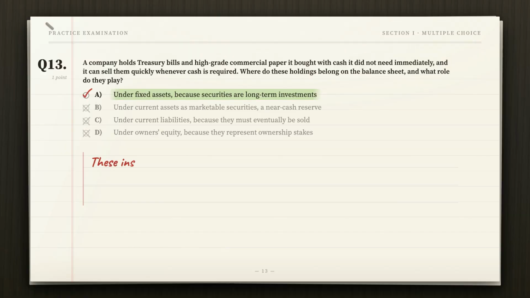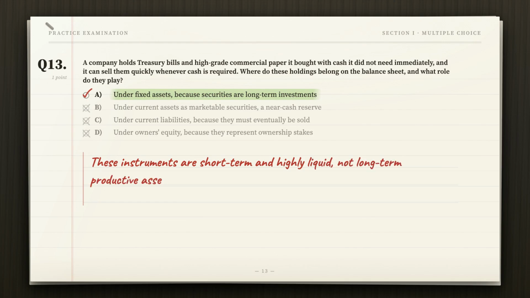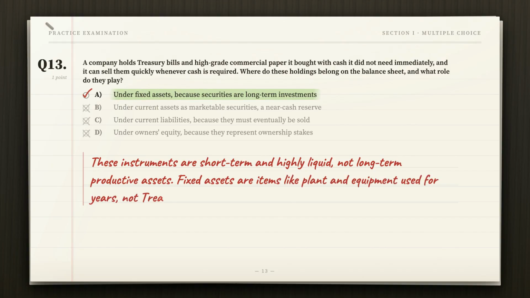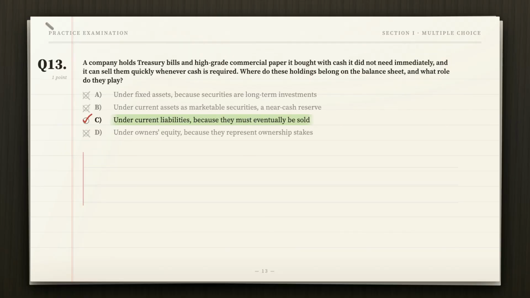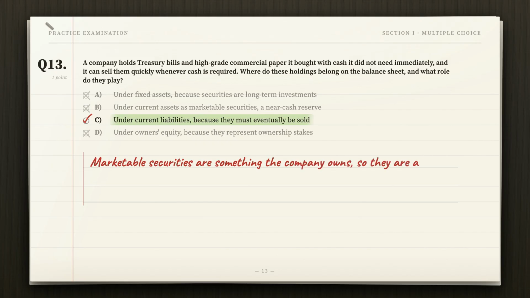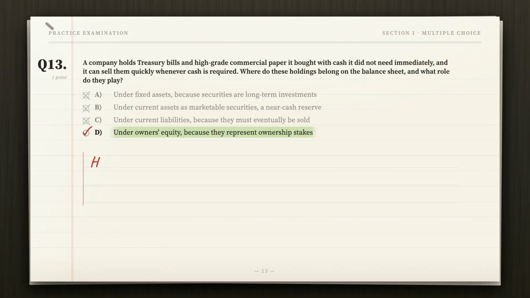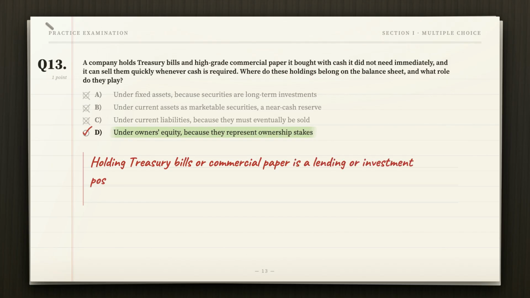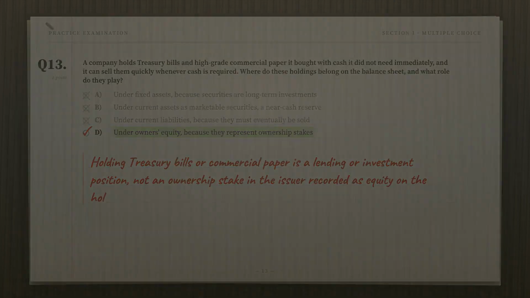A is wrong because these instruments are short-term and highly liquid, not long-term productive assets. Fixed assets are items like plant and equipment used for years, not treasury bills held briefly. C is wrong because marketable securities are something the company owns, so they are an asset, not a liability. Selling them brings cash in rather than requiring a payment out. D is wrong because holding treasury bills or commercial paper is a lending or investment position, not an ownership stake in the issuer recorded as equity on the holder's books.